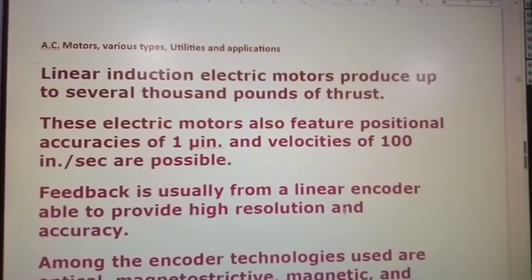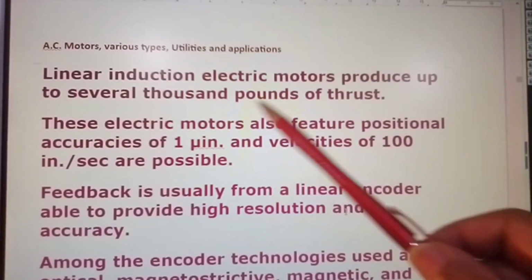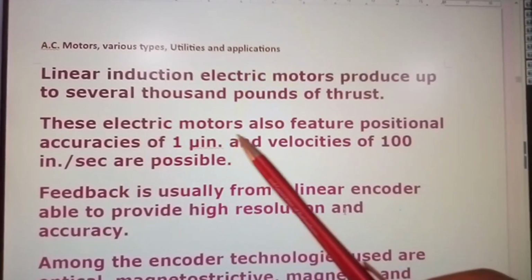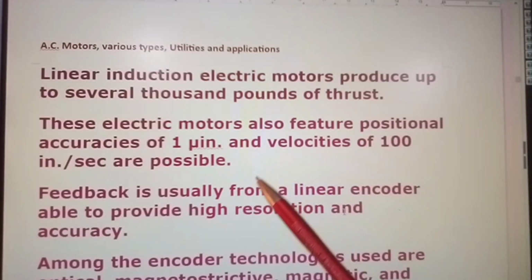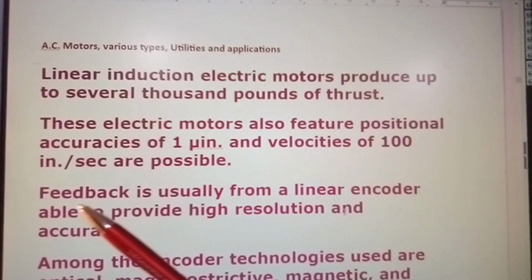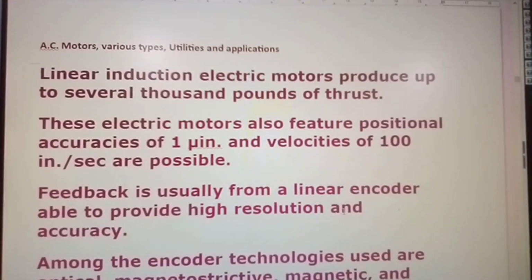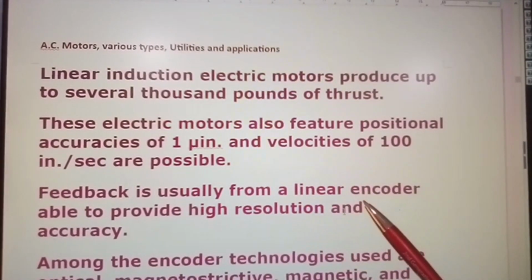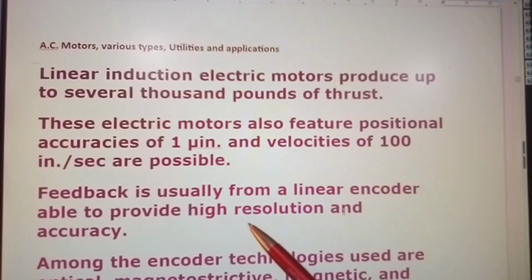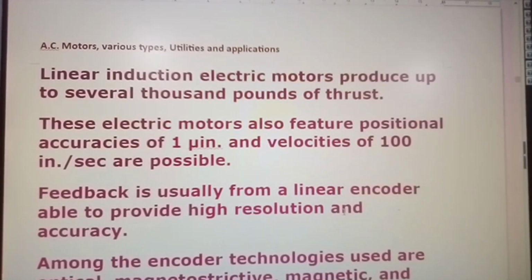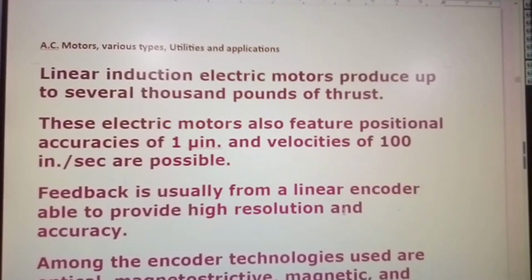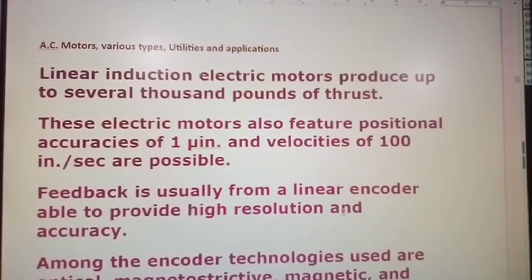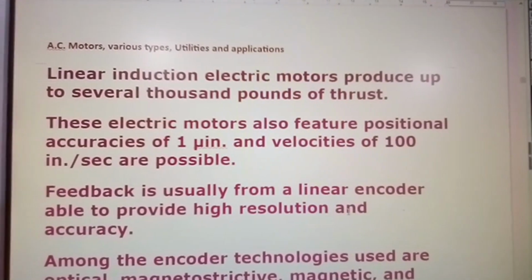So linear induction motors produce up to several thousand pounds of thrust. These electric motors also feature positional accuracies of 1 microinch, and velocities of 100 inches per second are possible. Feedback is usually from a linear encoder, able to provide high resolution and accuracy. Among the encoder technologies used are optical, magnetostrictive, magnetic, and inductive.